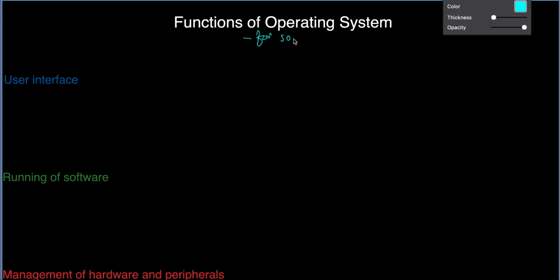So it's for the smooth running of the computer. That's basically what we're talking about as far as the operating system is concerned, right? It's responsible for the smooth running and operation of the computer. You get the point? Every computer has got an operating system.